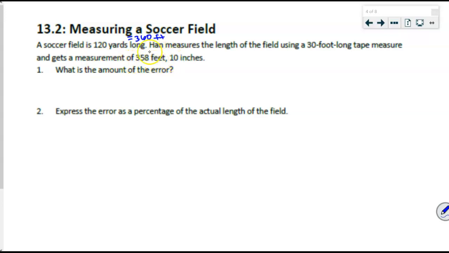How are you going to express this? 358 feet, 10 inches. How are we going to figure out how different that is? Okay, 1 foot, 2 inches. Good. How are you going to write that down? How are you going to calculate with that? Is this the same as 1.2? Nope, it isn't, is it?